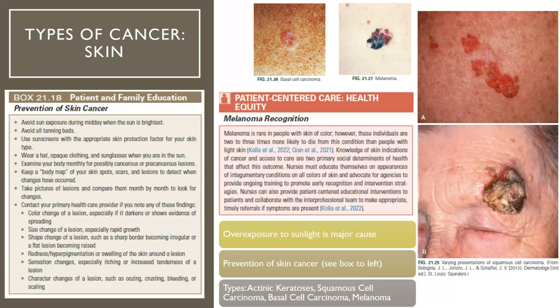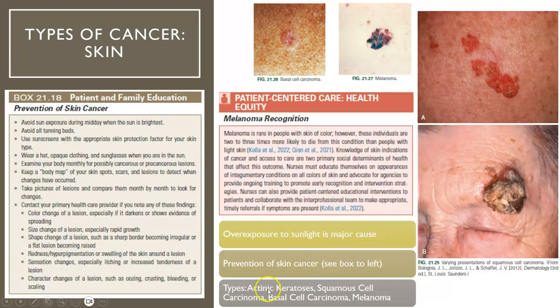So if the mole that you think is just a regular old mole starts to grow, but it is not symmetrical and the borders do not have clean edges, that's worrisome. Take pictures, make sure you're comparing. Contact your doctor if you find change of color, change of size, the shape has changed, like a sharp border becoming irregular, or a flat mole becoming raised, redness or hyperpigmentation, any kind of tenderness, or oozing crustiness.